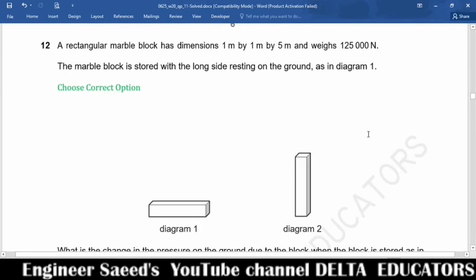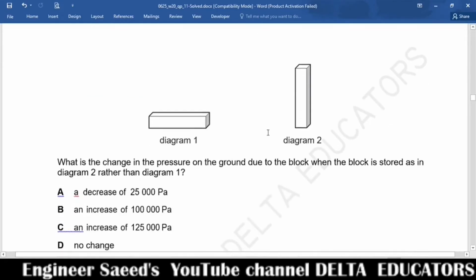So the correct option will be option A. Question number 12. A rectangular marble block has dimensions 1 meter by 1 meter by 5 meter and weighs 125,000 Newton. The marble block is stored with the long side resting on the ground in diagram 1. What is the change in the pressure on the ground due to the block when the block is stored as in diagram 2 rather than diagram 1?